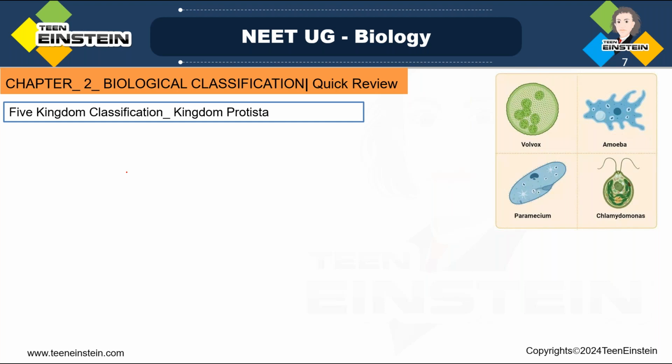Then Kingdom Protista. Kingdom Protista includes single-celled eukaryotes. They are eukaryotes, but single-celled. You should remember it this way: single-celled eukaryotes. Protists are divided into plant-like protists, fungus-like protists, and animal-like protists. Under plant-like protists you will get diatoms, dinoflagellates, and euglenoids.